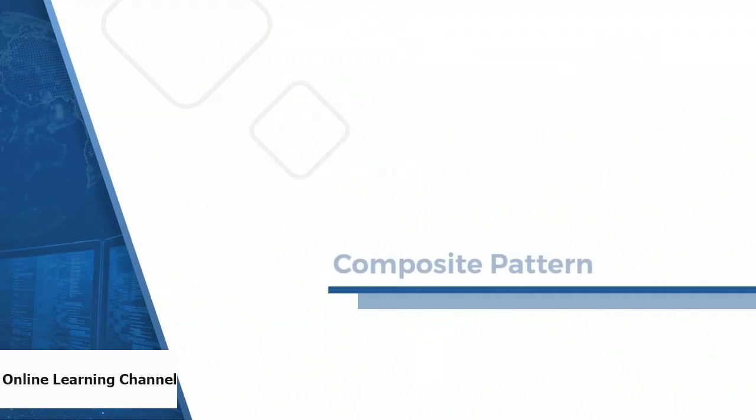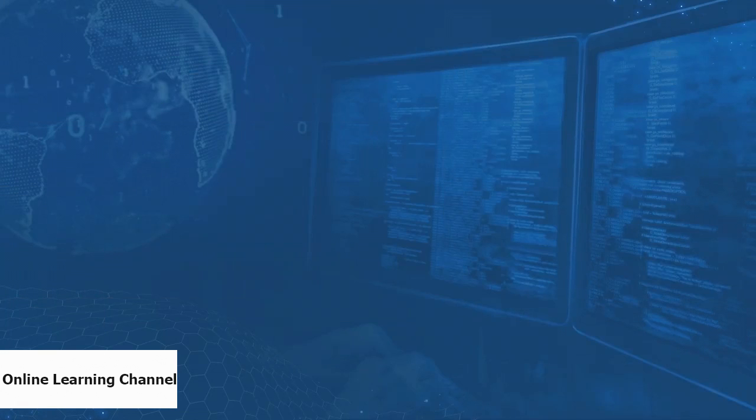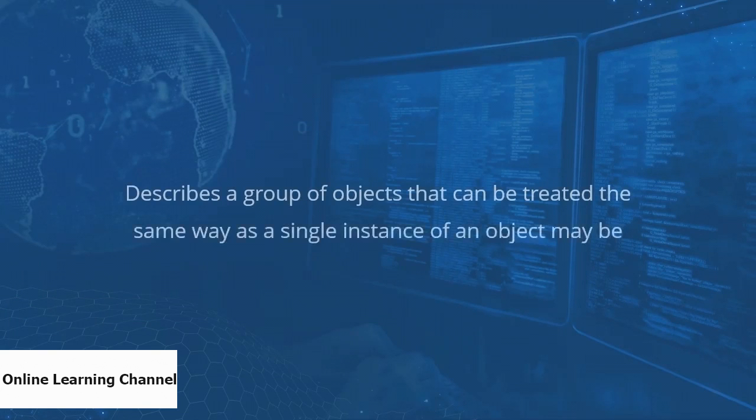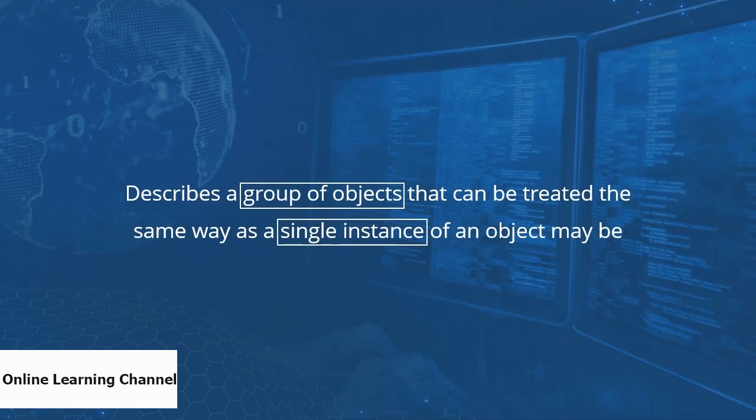In this video, we'll discuss the composite design pattern. The composite design pattern allows us to treat individual objects and aggregations or collections of objects in exactly the same manner, thus abstracting away from clients the complexity of knowing whether they're dealing with one object or several objects. The basic idea behind the composite pattern is that of a composite. A composite describes a group of objects that can be treated the same way as a single instance of an object may be.